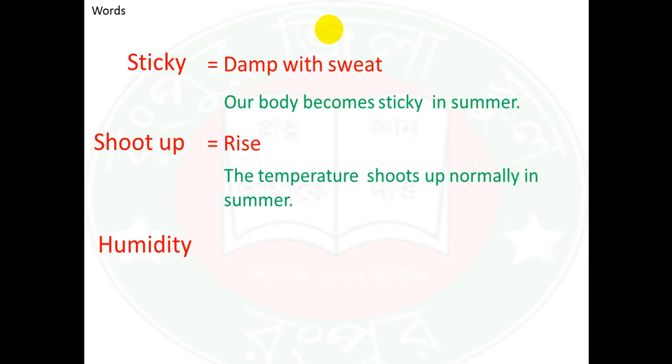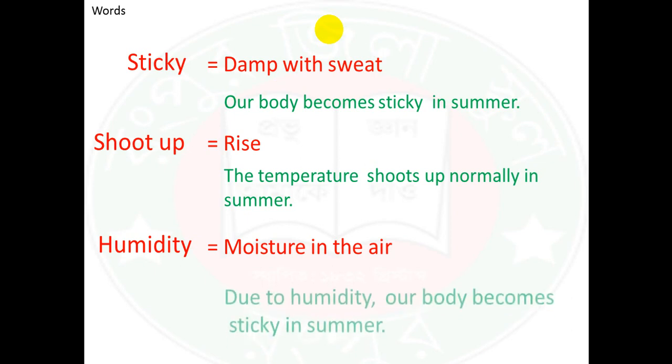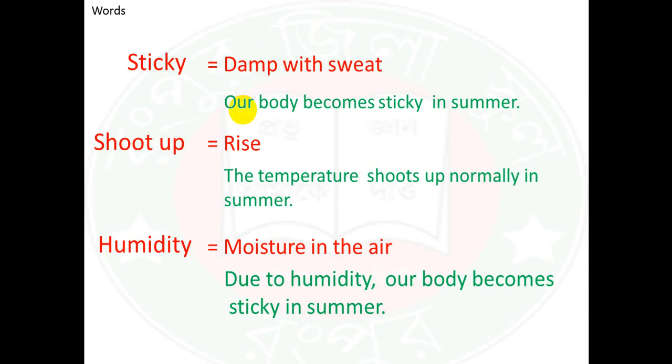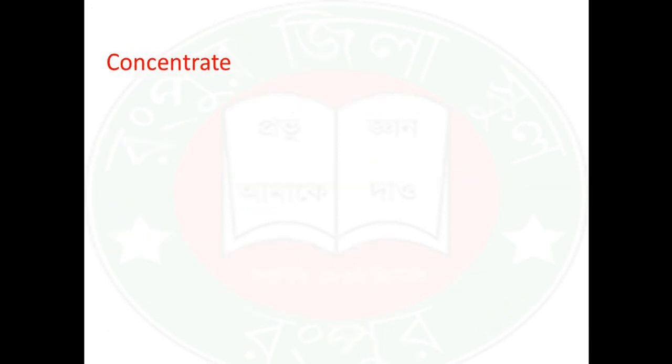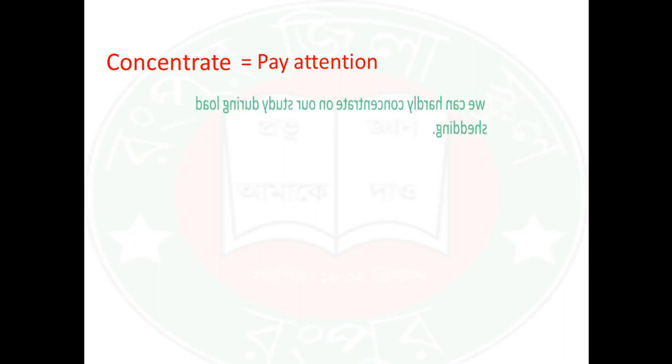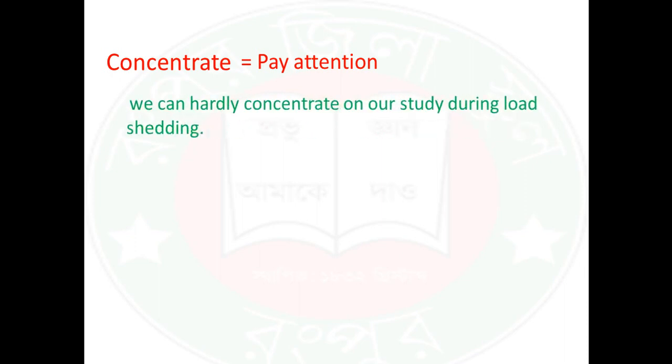Next one, humidity. It means moisture in the air. That means the presence of water in the air. Due to humidity, our body becomes sticky in summer. Okay, next one, concentrate. You can understand this word. It means pay attention. Let's look at its use in a sentence. We can hardly concentrate on a study during load shedding. Okay, next one, bare-bodied. This word is semi-familiar. It means lacking clothing, without clothing.